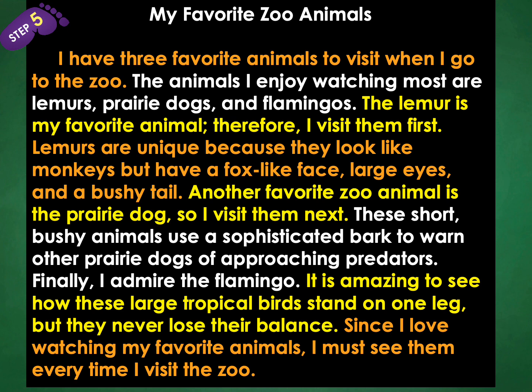It's the student's final paragraph about his favorite animals to visit at the zoo. Notice that simple sentences are colored white, compound sentences are colored yellow, and complex sentences are in orange print. After you have taught sentence fluency skills, it is important to require your students to apply them in their writing pieces.